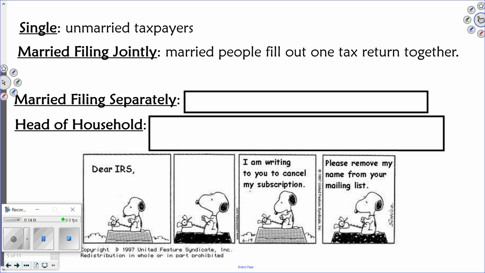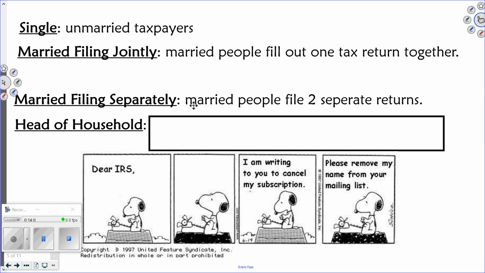So there's married filing separately. It's married people, but they file 2 separate returns, so they don't do them together. And again, I guess it would depend on how much money each person is making, whether it's in your best interest or not. Say your husband is a millionaire and your wife's not, then it might be better to separate the 2 of them.